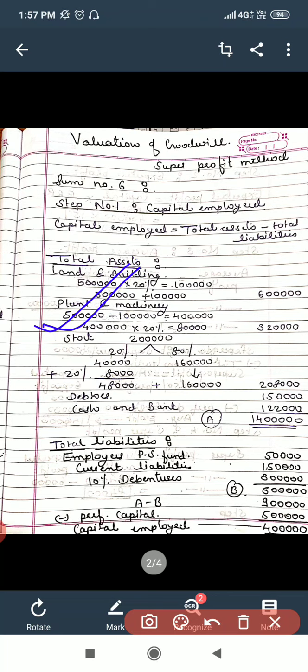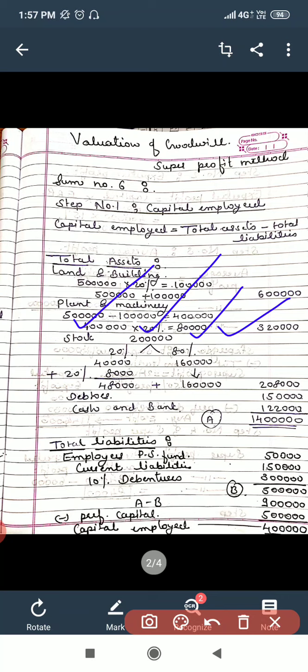5 lakhs minus the depreciation fund of rupees 1 lakh which has been provided to us. Now the book value which we have got is rupees 4 lakhs. Now from this 4 lakhs I will deduct 20% over here, because I have been told that the value at which the plant and machinery is to be taken is less by 20%. That is why the 20% is 80,000. So 4 lakhs minus 80,000, how much value are you getting for plant and machinery? Rupees 3,20,000.